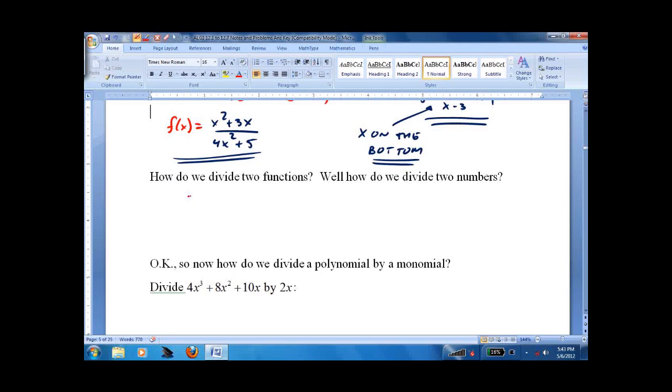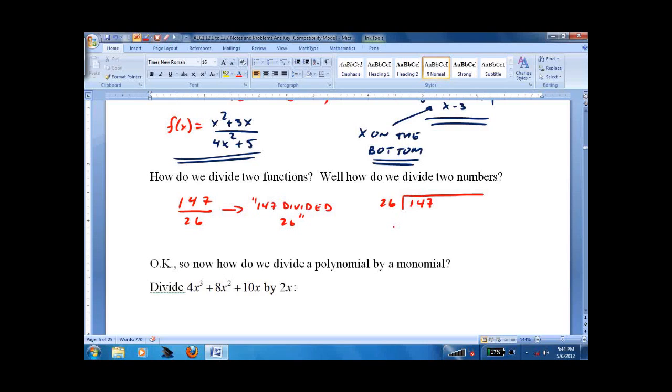Well, how do you divide two numbers? This means 147 divided by 26. So that's saying, if we did our long division from way back in the day, 147 divided by 26. Here's how we did long division, and pay attention to this.